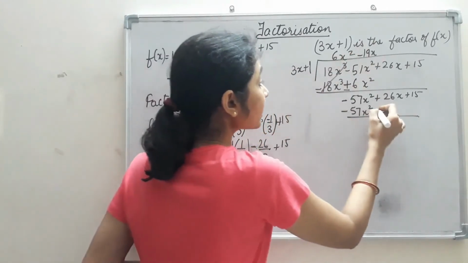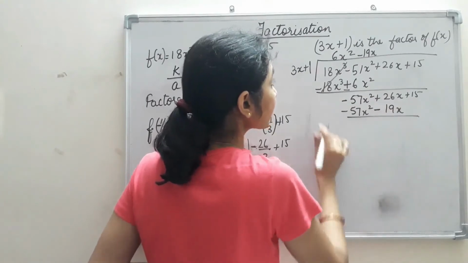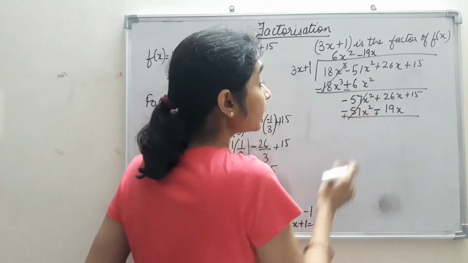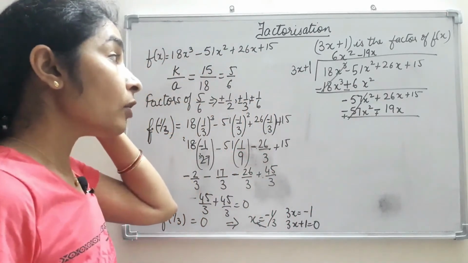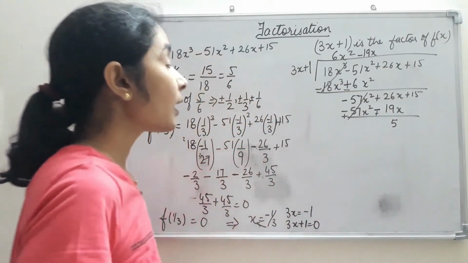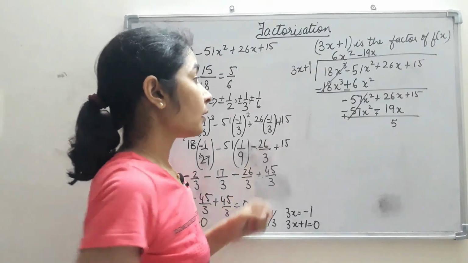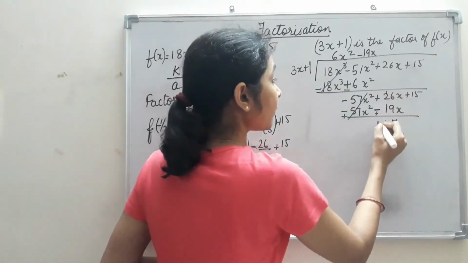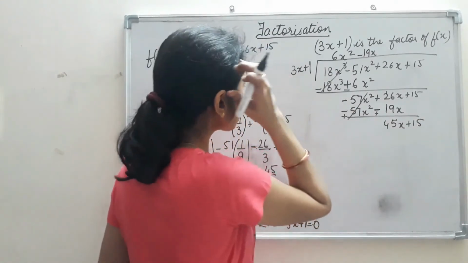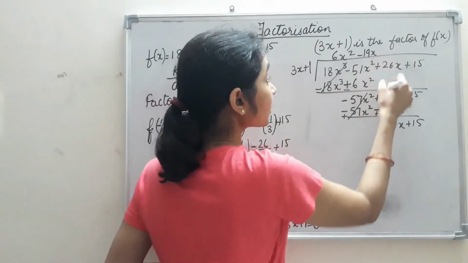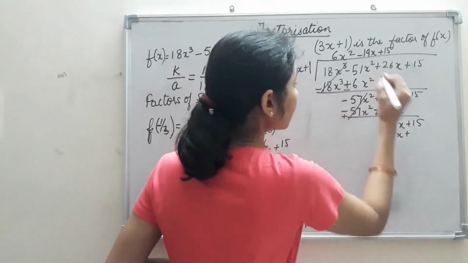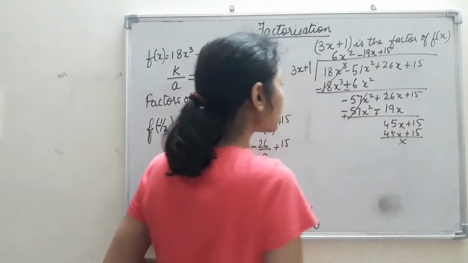Now 1 into 19x, minus 19x. Positive, negative, negative here. This cancels, positive here. Now 26 and 19. What does it give me? 45x, okay, plus 15. Now to get 45x, what should I multiply to 3x plus 15? It is positive, so plus 15. So here I get 45x plus 1 into 15, 15, and here the remainder is 0.